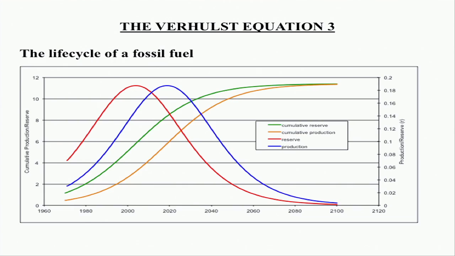So if you were to plot the curves there, you can either plot them as the cumulative production or the production and compare that with the reserve, the cumulative reserve. So in red is the reserve. Again, you can see it reaches a peak and it starts to decline. If you look at the cumulative for the reserve, which is in green, you can see it approaches that theoretical maximum. So that effectively tells you what the lifetime of your fossil fuel is, provided you know what little r and big R is.